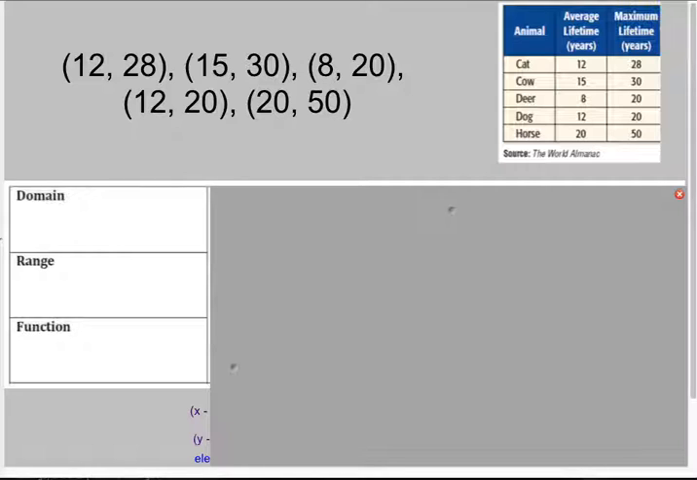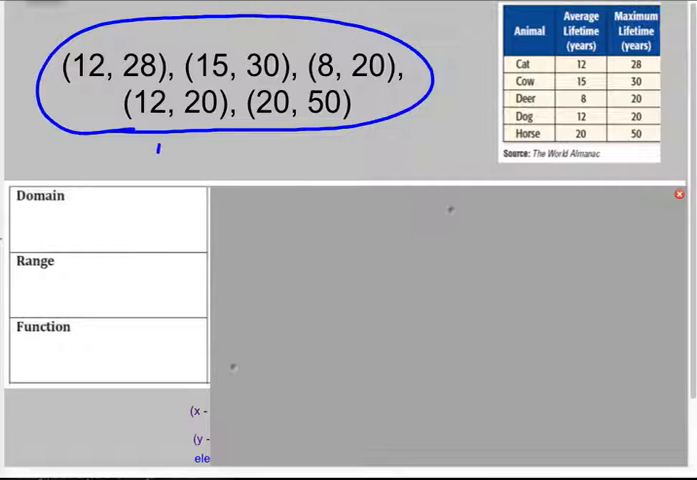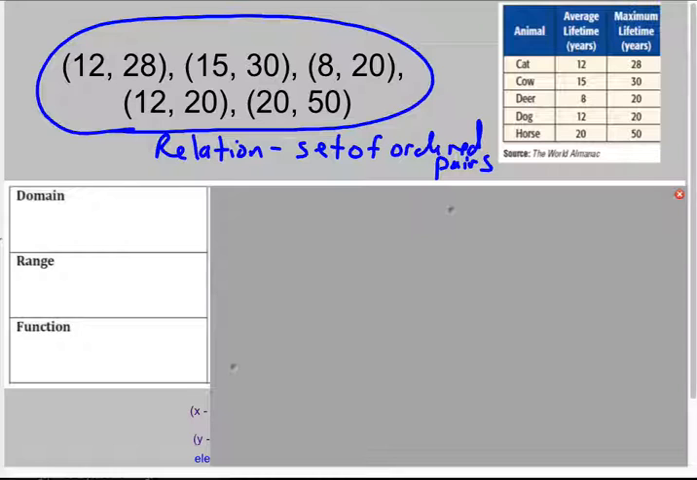This is what we call a relation right here. A set of ordered pairs is a relation. Some things about a set of ordered pairs, or your relation, is the domain. The domain is a set of all first coordinates, or your x coordinates.